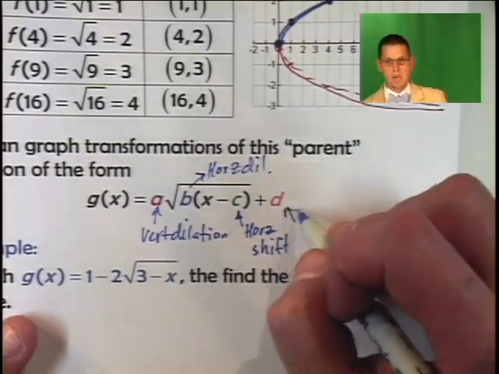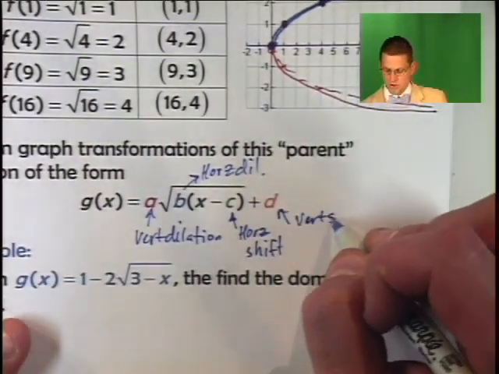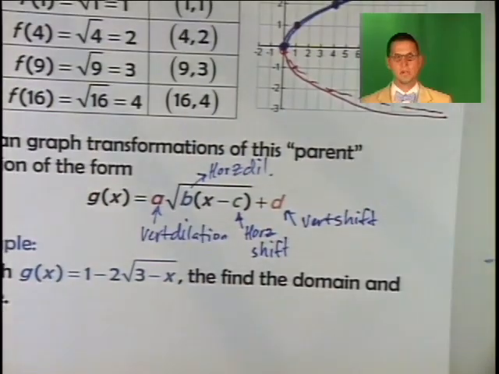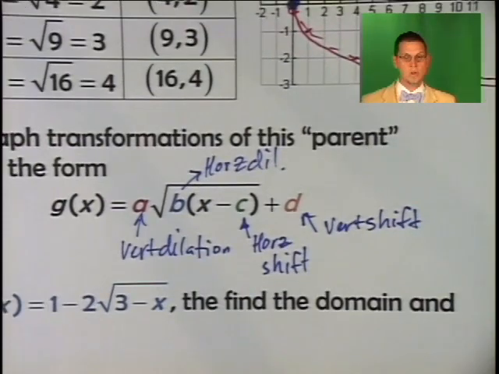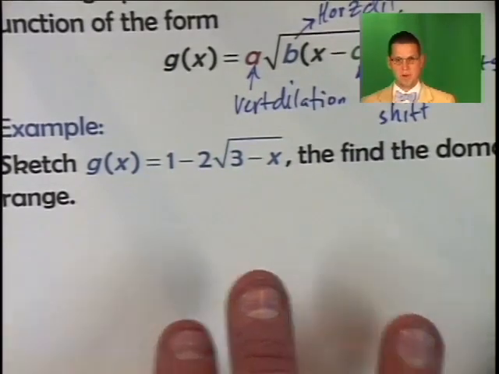And then D, outside, is your vertical shift. So the same transformations that we did earlier in the year on quadratics are going to be the same ones that work on this function. Everything affects the graph the same way. We just start with a different graph. Let's see if we could do that for this function.